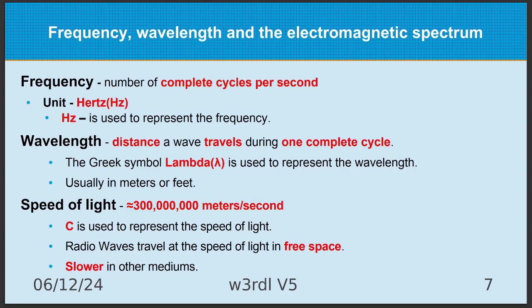Radio waves travel at the speed of light in free space, slower in other mediums. There are charts running around where you can get the speed of the signal inside your coax based on what type of dielectric you have. Air dielectric is going to be higher than foam core dielectric.